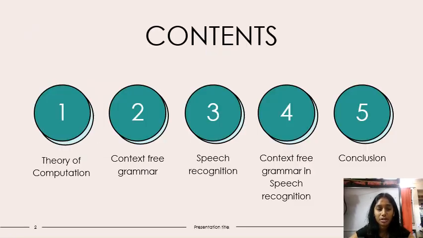The contents of this presentation are going to be theory of computation, and then we'll move on to what context-free grammar is, then get a brief description about speech recognition, and then how context-free grammar is used in speech recognition, and have a conclusion.